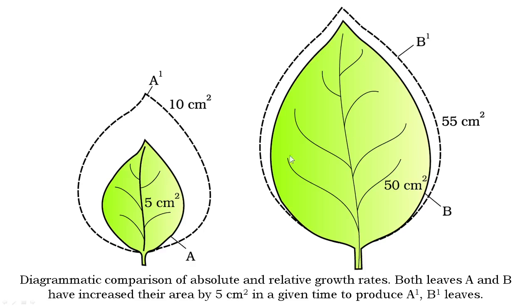For both of them the absolute growth rate is the same, 5 centimeters square. Now if you compare between these two relative growth rate, you can see that this one is growing much faster, a quick growth rate. It has doubled, from 5 centimeters square to 10 centimeters square, whereas this one is slow. It is growing slowly compared to its initial size.